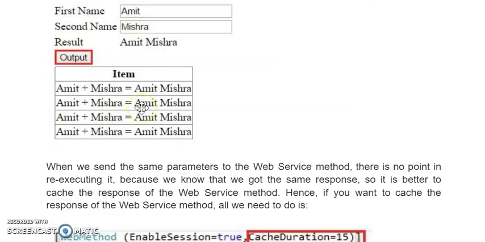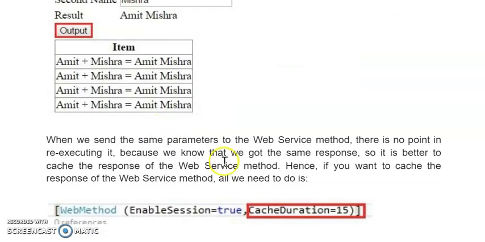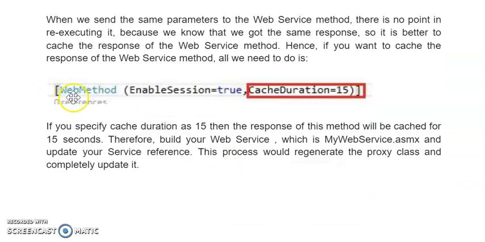Now how can we set the time? An example is given here. WebMethod enable session is equal to true, and focus on this part in this rectangle: cache duration is equal to 15. So 15 indicates the number of seconds it is holding the data. It holds that output data for 15 seconds.